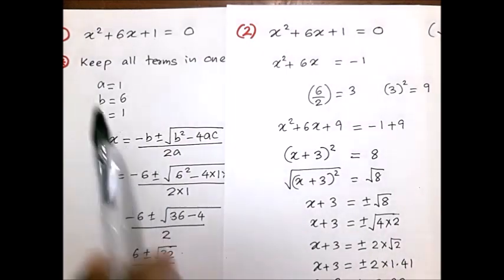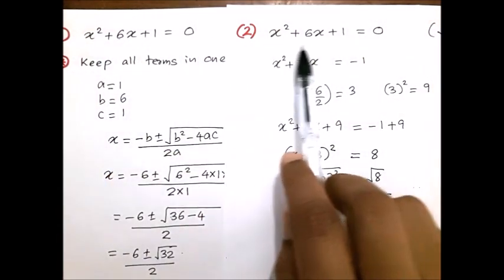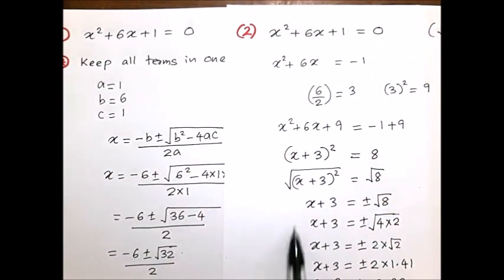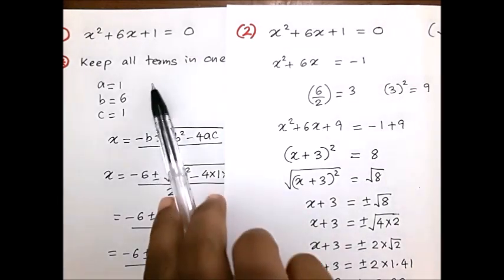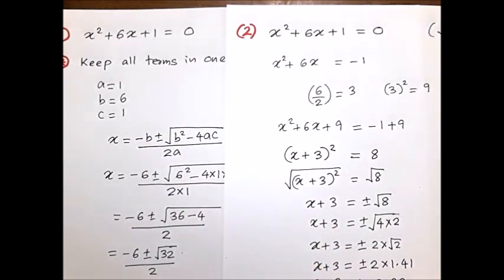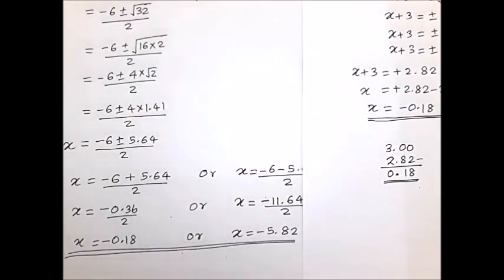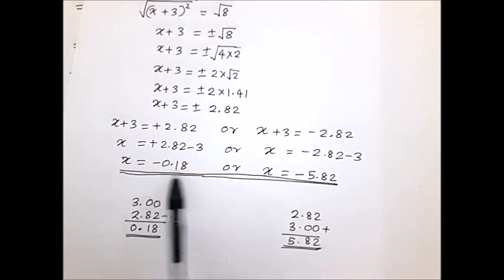Here we discussed the same example in the previous method also. That was the completing square method and this one is using the quadratic formula method. But in both methods you obtain the same answer. Now see here, the answer is 0.18 or 5.82. In this method also the answer is 0.18 or 5.82.